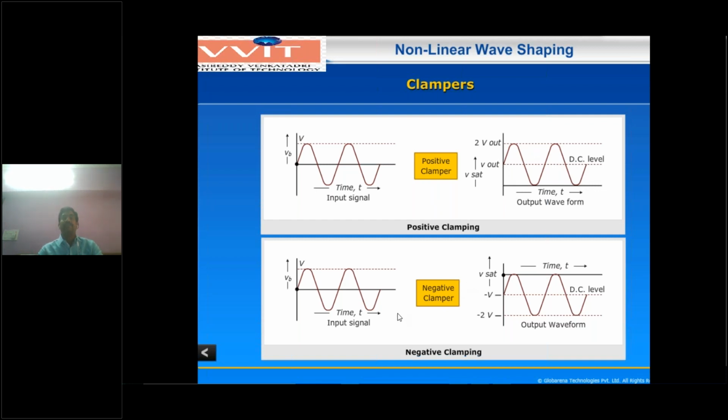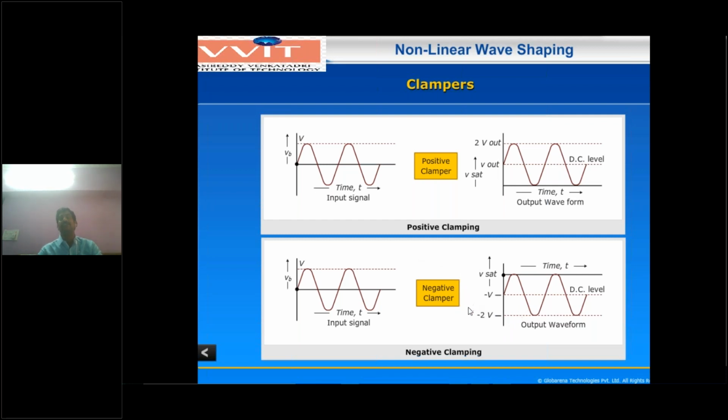Similarly, for the negative clamping waveform, you have to observe this one. Here the average DC level is 0 volts, and the peak to peak value is 2V. Now the output waveform of the negative clamping circuit, this is the 0 volts line, lies between 0 and minus 2V maximum. That means a negative DC voltage is added. That's why this is called a negative clamper.